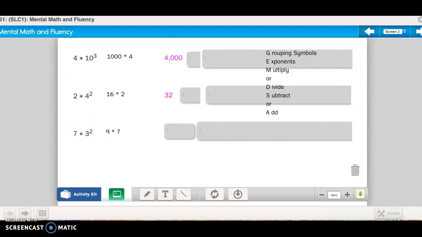Welcome back. So 3 times 3, or 3 squared, remember that exponent tells you how many times to multiply the base by itself. 3 times 3 gives you 9, and 9 times 7 should have given you 63. So at this time, I'd like you to take out your Everyday Math Volume 2 journal and open up to page 339 for today's math message.